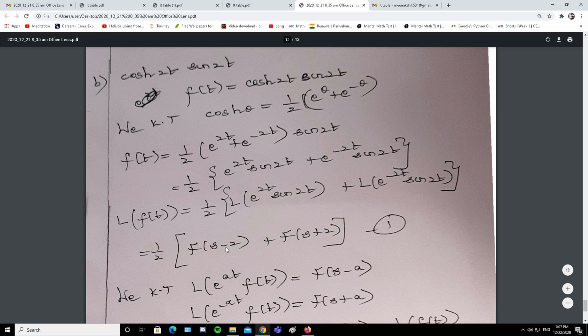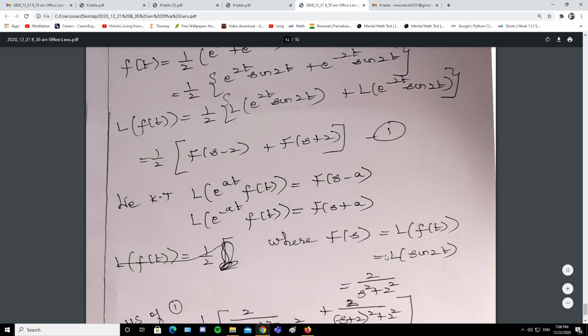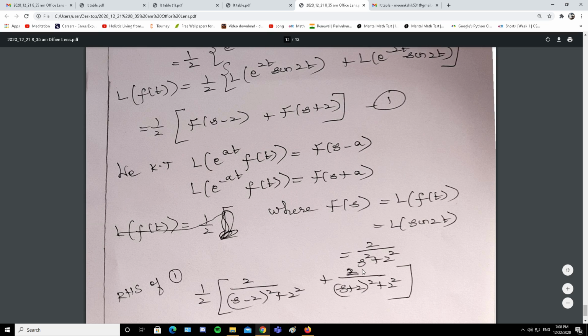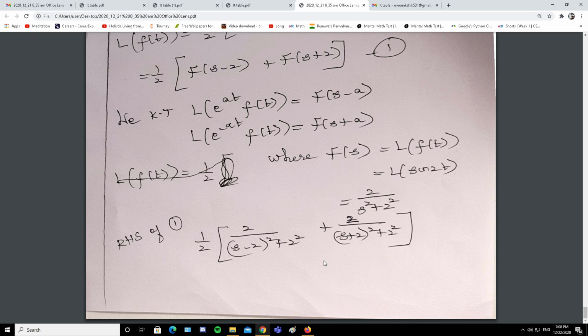You have to get f of s minus 2 and f of s plus 2 through f of s. What is f of s? L of f of t, where f of t is sin 2t. Laplace of sin 2t is 2 by s square plus 2 square. So f of s minus 2 is 2 by s minus 2 whole square plus 2 square, and f of s plus 2 is 2 by s plus 2 whole square plus 2 square. So this completes the solution. I will discuss the other problems in the next video.